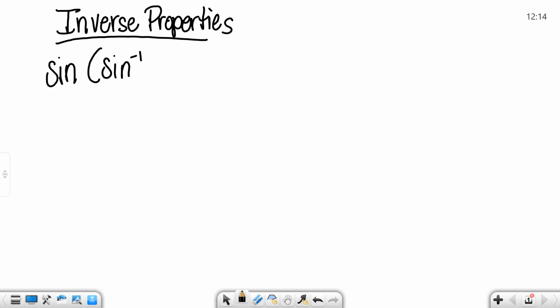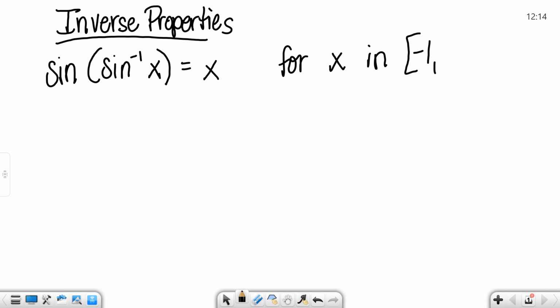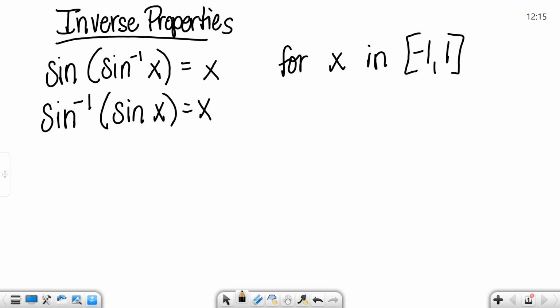All right, this really does say find the sine of the inverse sine. And we do get x, but only if x is in the interval -1 to 1. And we're going to do some where it's not in the interval, so you'll know what happens if it's not. Okay, and then the inverse sine of the sine is also x.